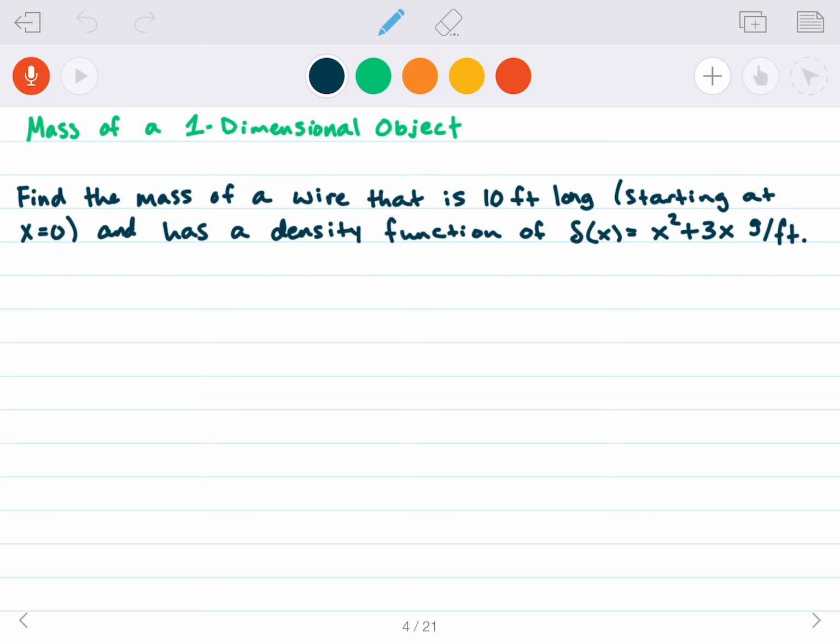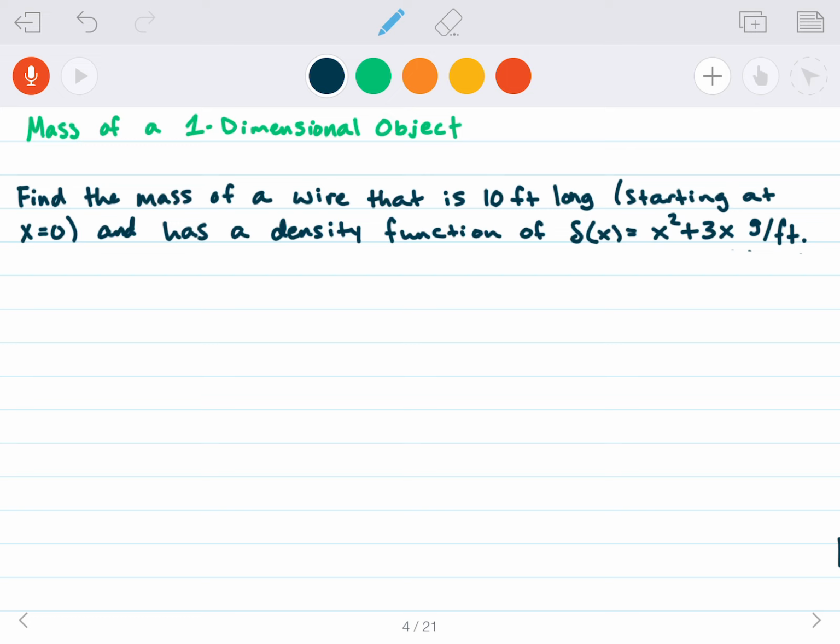Okay, so it says find the mass of a wire that is 10 feet long, starting at x equals 0, and has a density of, so we call this delta, delta of x is equal to x squared plus 3x grams per foot. And these units, that's a key indication that we're in the one-dimensional case because we have units of mass per unit of measurement. All right, so how do we go about doing this?